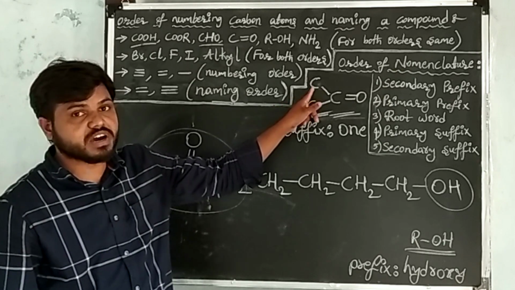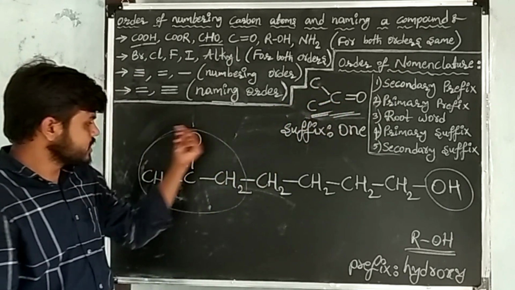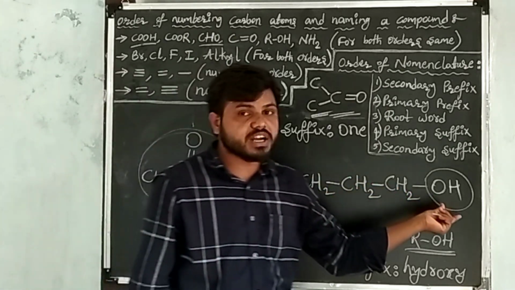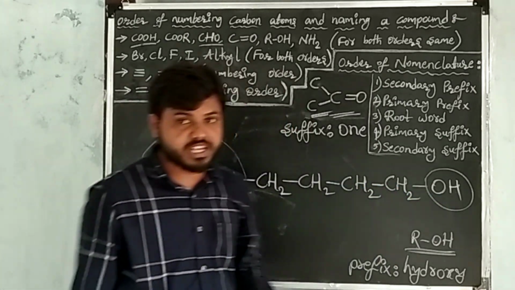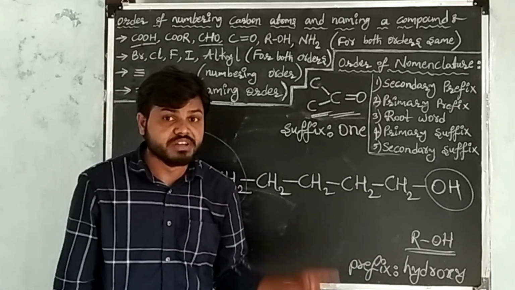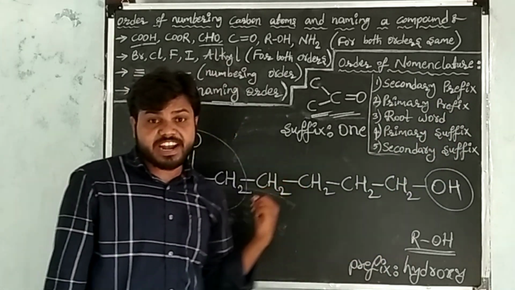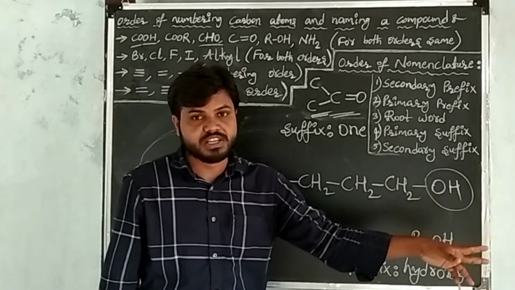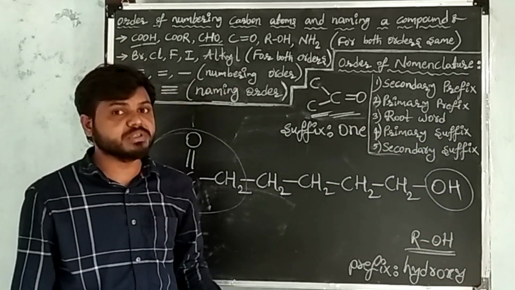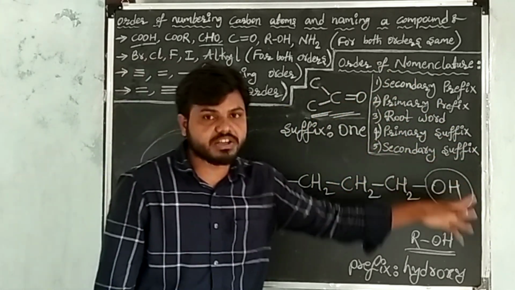See the form of ketone. This is the form of ketone, and this is alcohol. Two functional groups are there. From these two functional groups, one will become a substituent. When we have two functional groups, one will become the secondary prefix, and another will become the secondary suffix.